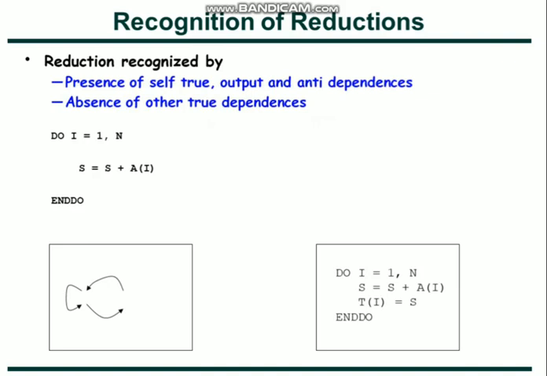On the right hand side, if you see this example, in addition to s is equal to s plus a of I, you have one more statement, t of I is equal to s. Here you cannot apply recognition of reduction because it is not following the second property, which says that intermediate results cannot be used by other statements. So here the intermediate result s is used by the second statement. Also it has a true dependence. In addition to the self true, output, anti dependence, it has an additional true dependence in the loop. So here you cannot apply recognition of reduction.